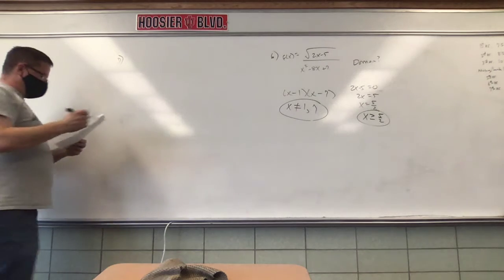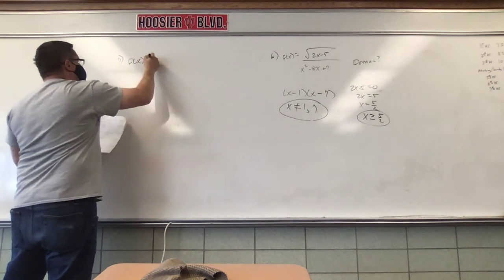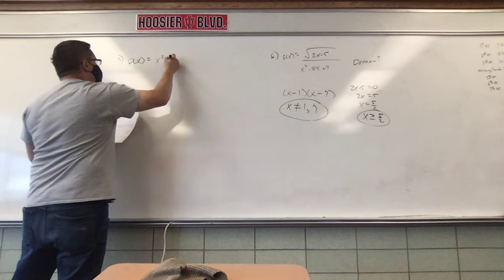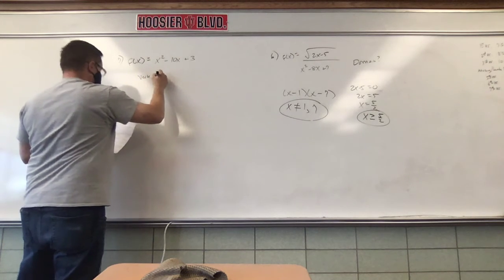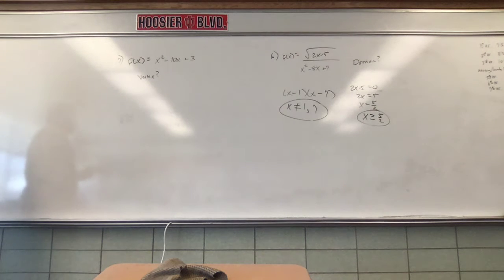Okay, how about this one? f(x) equals x squared minus 10x plus 3. What's the vertex?